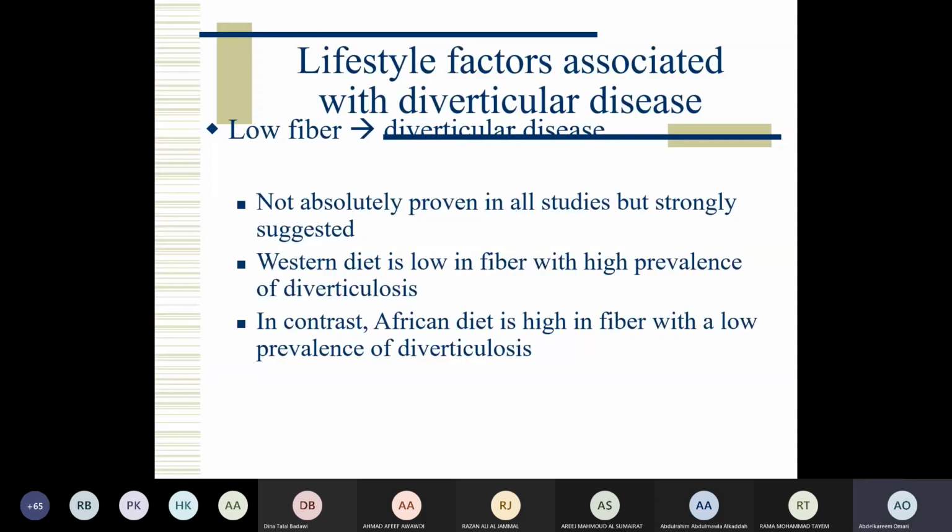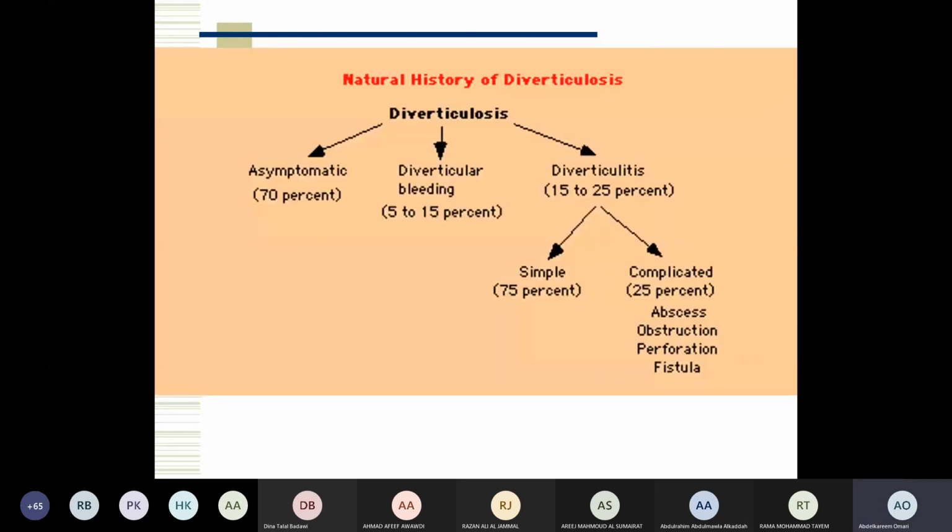All the way now, natural history. Again: asymptomatic, diverticular bleeding and diverticulitis. These are the complications شباب. Asymptomatic بتضل ممكن تضل طول العمر وواحد يموت من أسباب أخرى. Around 70 to 80, some say 90% of cases. Asymptomatic تختلف إنه the things which oblige the patient to come to the hospital. May be totally asymptomatic, 70%.